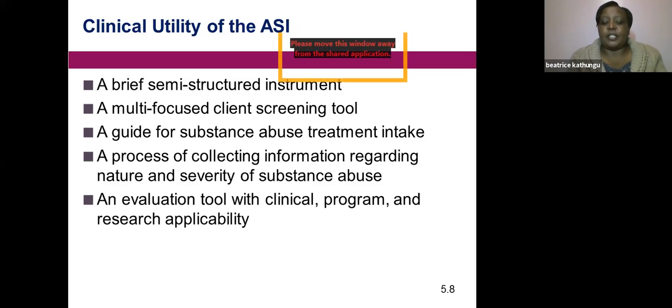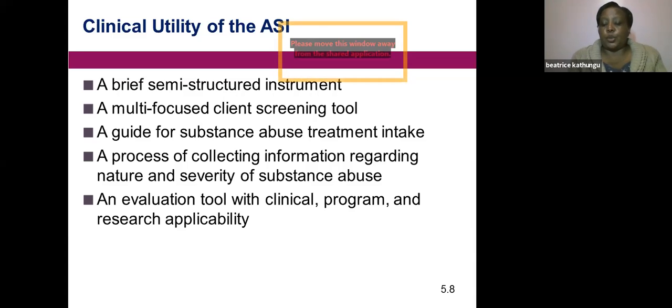And basically, you're using it to collect information, specifically regarding the nature and severity of the substance abuse, which is why it's called Addiction Severity Index, because it looks at the nature of substance use, the severity in terms of how it affects the different problem areas that have been discussed. It's also an evaluation tool, which has actually been found useful for clinical settings, for programs, as well as for research.